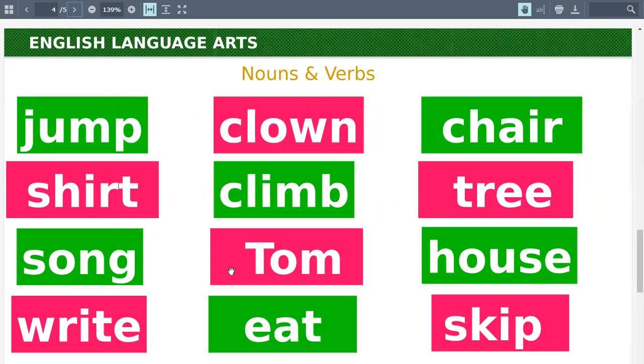Tom. If you said noun, you are correct. And it's a special kind of noun because it has a capital letter. That means it is a proper noun. Eat.